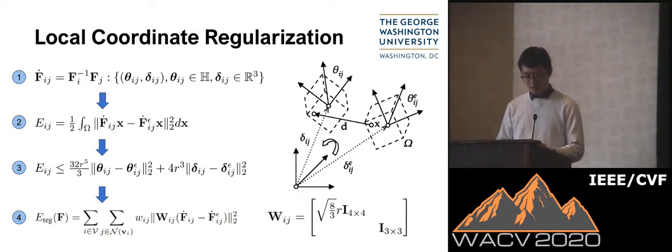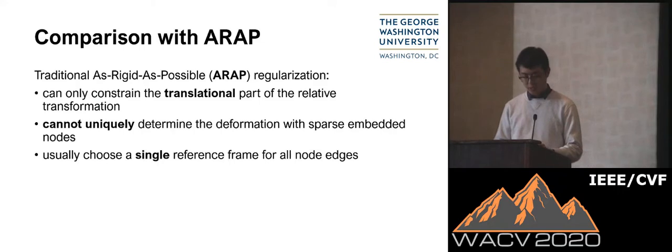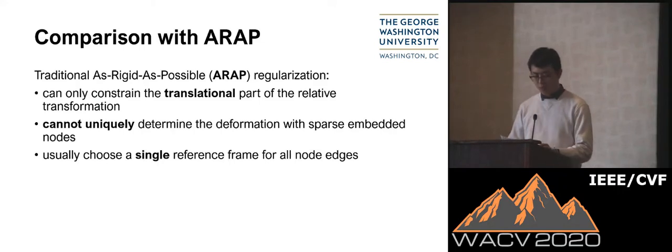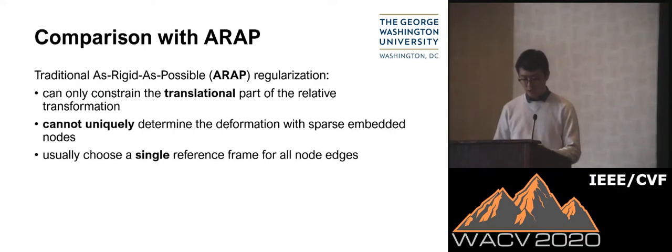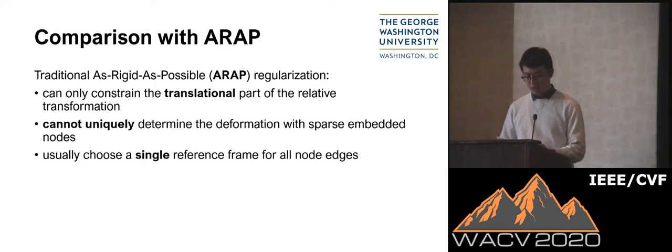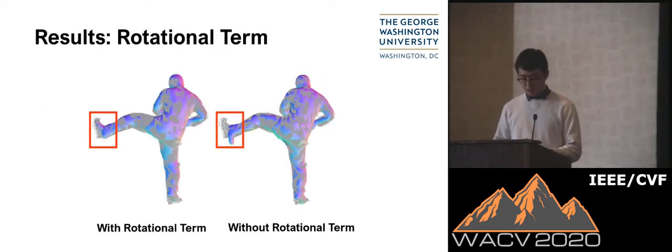Compared with our method, the traditional ARAP regularization has three disadvantages. First, ARAP can only constrain the translation part of the transformation. Secondly, it cannot uniquely determine the deformation with sparse embedded nodes. Third, it usually chooses a single reference frame for all node edges in the graph, which is not optimal. As shown, the rotational term can regularize the torsional distortion on the left foot.